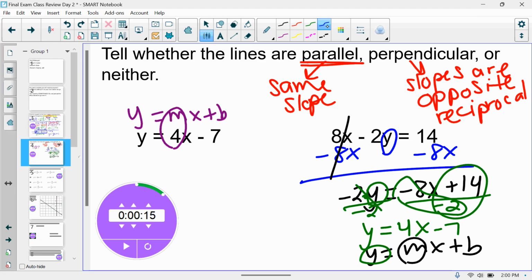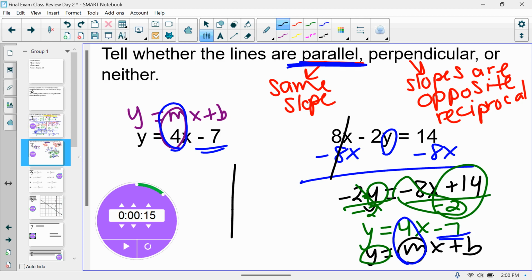Let's go ahead and compare the slopes. We said the slope of this one is 4. The slope of this one is also 4. So at first glance, it looks like they're parallel. Landon? Yeah, why? Yeah, we have to be careful, guys, because they also have the same y-intercept of negative 7.